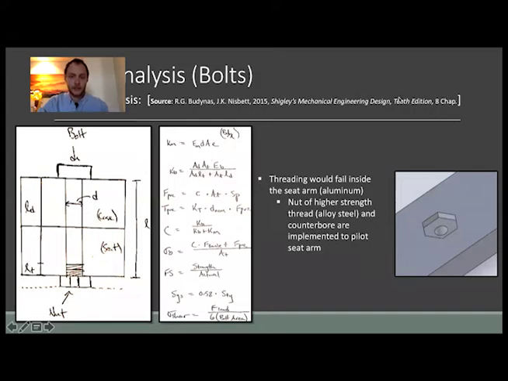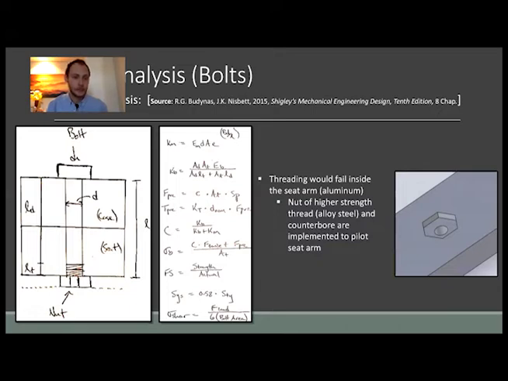Next, we got to the frustum analysis. It's basically a stress analysis inside of the materials. It's going to be talking about stiffnesses of the materials in the pin housing and also in the seat arm.